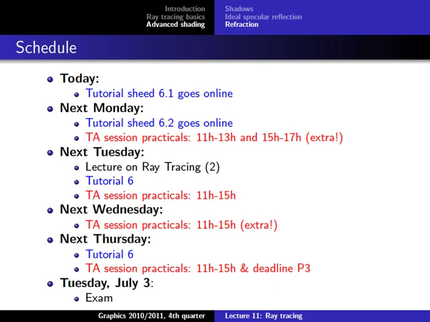Tuesday we already have the session. Wednesday will be an extra session again. Alexander will be there from 11 to 3. And on Thursday is the regular session again. Today only one teaching assistant was there, because the other couldn't make it, but then again 2 will be there. Good, and then it's the deadline, and then the following week is the exam.